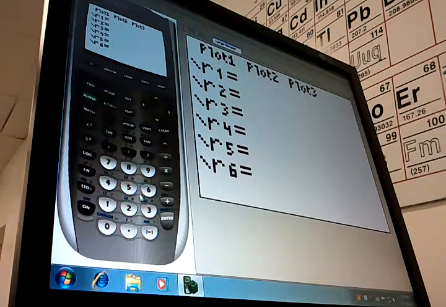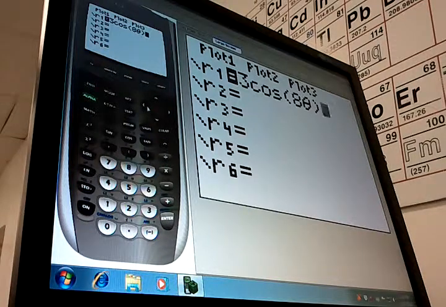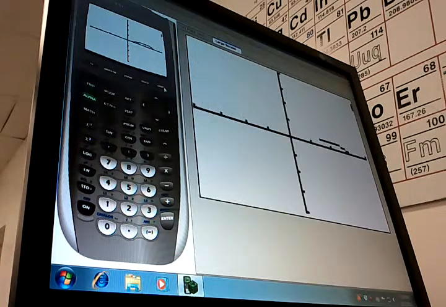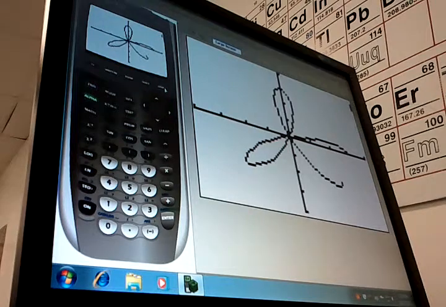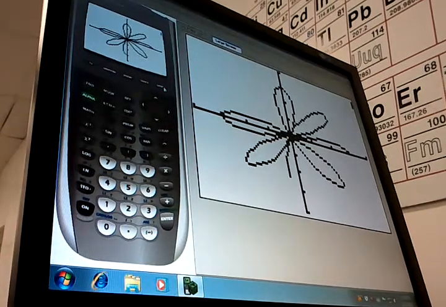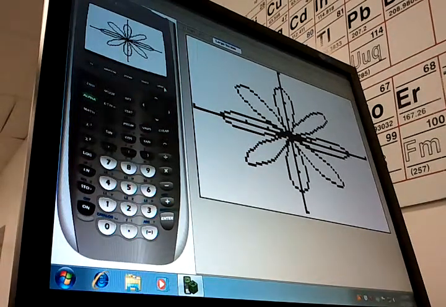So let's try this. Let's try 3 cosine 8 theta. Let's not go crazy, let's go 4 theta first. So 3 cosine 4 theta. Try 3 cosine 4 theta. What the heck was that? Oh, it's a flower.